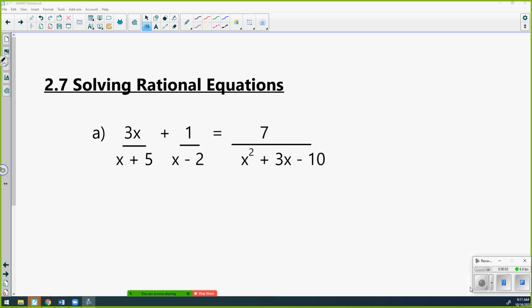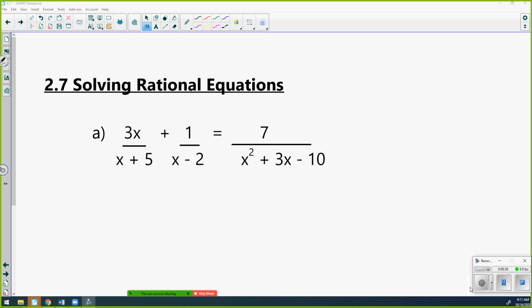In section 2.7, we're going to work on solving rational equations. A rational equation has an equal sign, and it joins some rational expressions in a statement that can be proven true by finding a value of x. Remember that a rational expression is a fraction with a variable in the denominator. So a rational expression has a variable in the denominator.